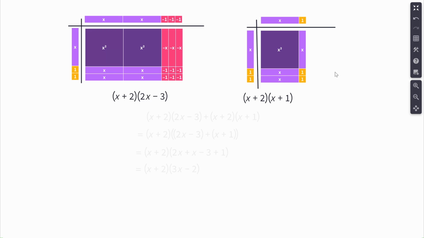Hello, mathy people. What happens if you're factoring out the greatest common factor and the greatest common factor happens to be an expression itself? That's what we're going to talk about today.